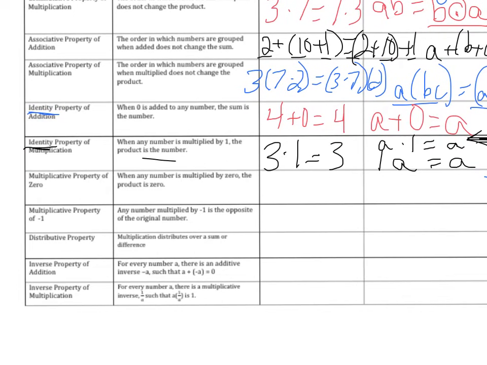Multiplicative property of 0. This one we have not talked about in class this year, but I do believe you probably know that any time that you multiply a number by 0, the product or answer is going to be 0. So if I have, let's say, 11.2 times 0, I'm going to get 0. No matter what it is, if it's positive, negative, fractions, decimals, you can multiply any number by 0 and the product is always going to be 0.